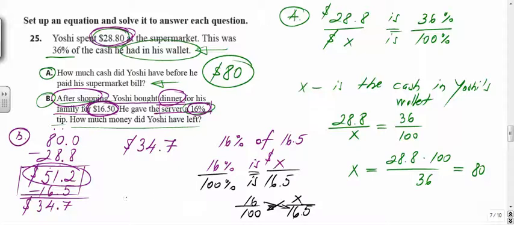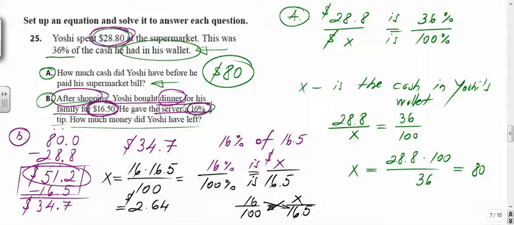16 times 16.5. So basically the tip x will be 16 times 16.5 divided by 100, right? What is that? Well, 16 times 16.5 will be 264, right? Divided by 100, that should give you 2.64. So $2.64 were given as a tip.